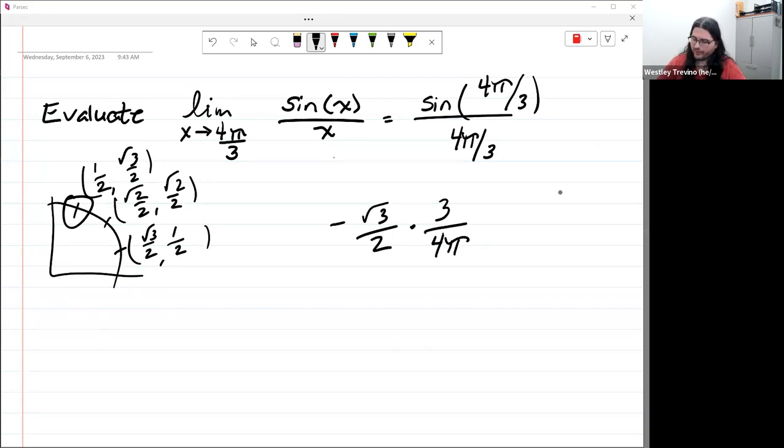Now, when I multiply these things, that gives me a final value of negative 3 square root of 3 divided by 8 pi. Hey, there we go. And there's the limit. No special form for sines, cosines, or tangents is required because this limit is not one of my special forms. Sounds good.